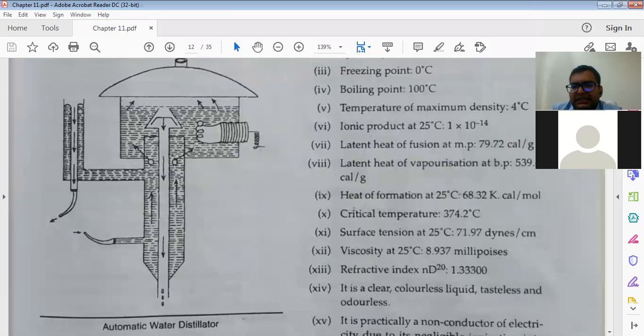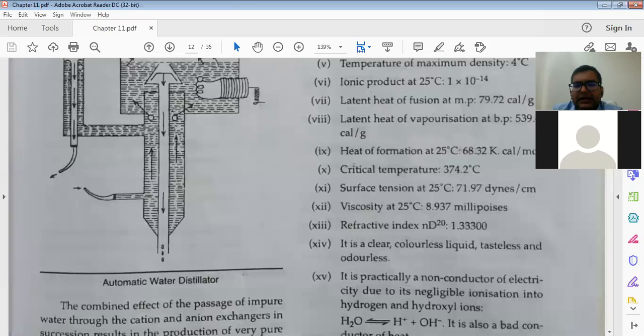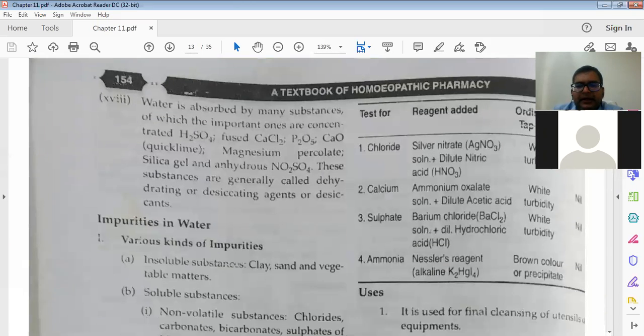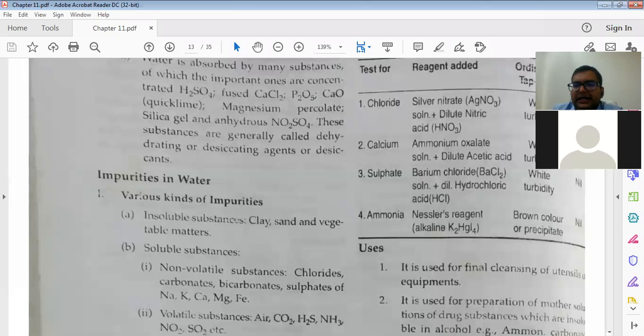You already know about all these things. You have studied them in 11th and 12th, so there is no need to go much into them regarding water. Then impurities of water, like chlorides. This is the white turbidity. If chloride is there, you put silver nitrate and dilute nitric acid, and it will give white turbidity.